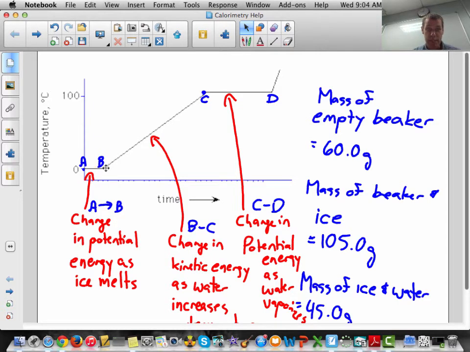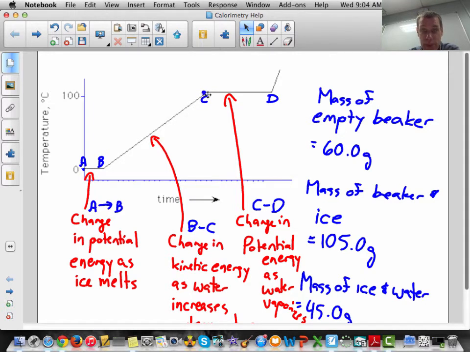Then from B to C, you can see the temperature steadily increases. That steady increase involves the specific heat capacity of water. What's happening is the added energy is making the molecules move faster. They increase the kinetic energy.